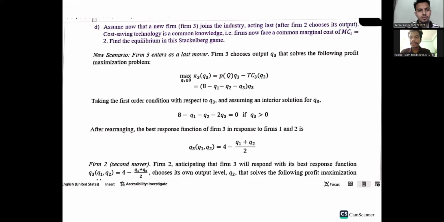Our last problem is part D, where we assume now that a new farm 3 joins the industry, acting last after farm 2 chooses its output. Cost-saving technology is common knowledge, and marginal cost is equal to 2. Find the equilibrium of this Stackelberg game. Okay, now the new scenario of farm 3, whose profit maximization problem is pi 3 of q3 equal to P of q3 minus total cost. So Joel, which farm is the last mover?